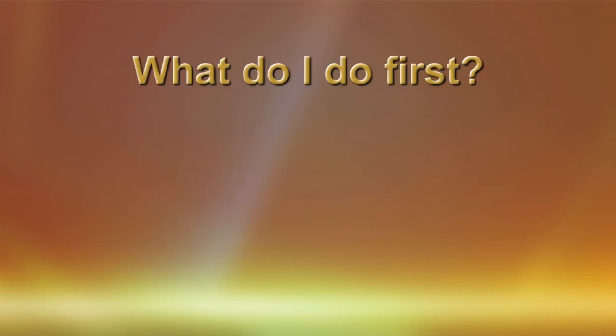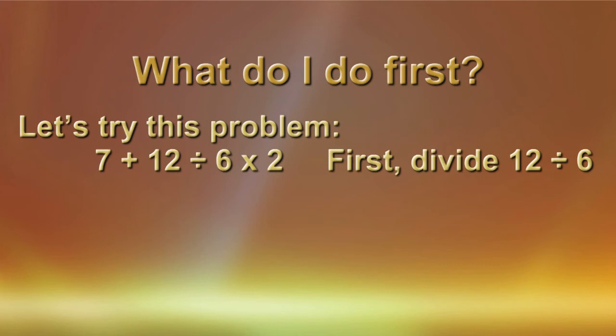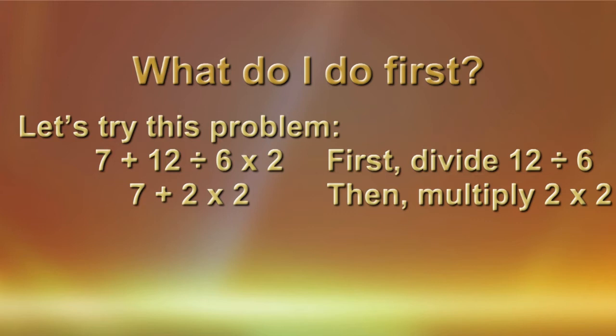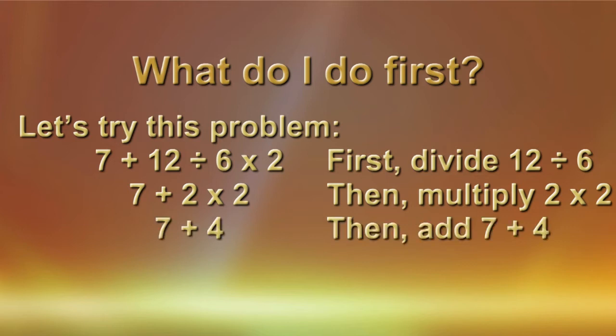Okay, well now what do I do first? Let's look at this problem. 7 plus 12 divided by 6 times 2. So what do we do first? Well, first, divide 12 divided by 6. And that gives you 2. So now you have 7 plus 2 times 2. And then multiply 2 times 2. And that gives you 4. And then add 7 plus 4. And that gives you 11.